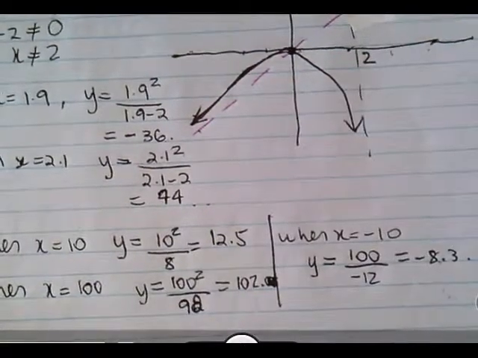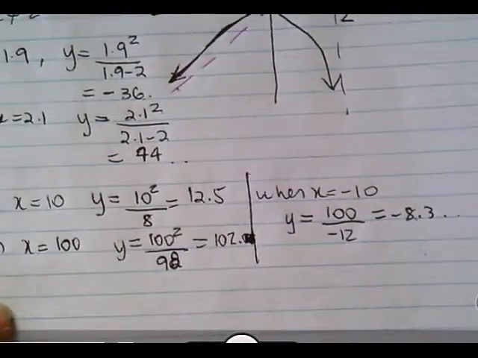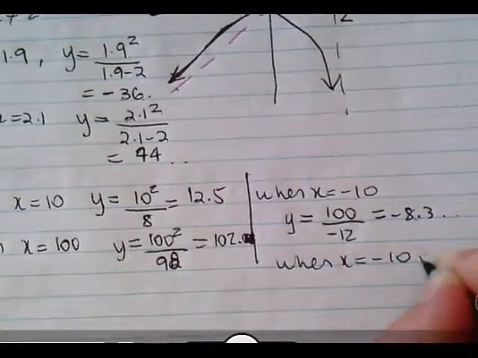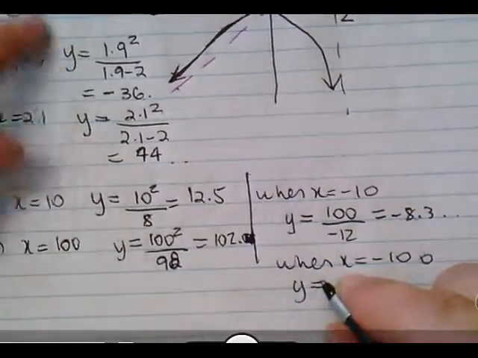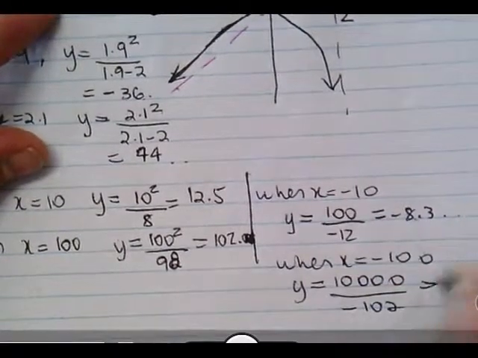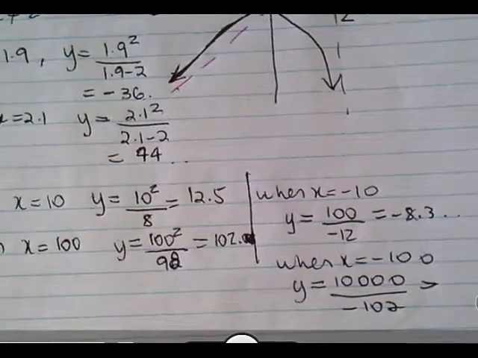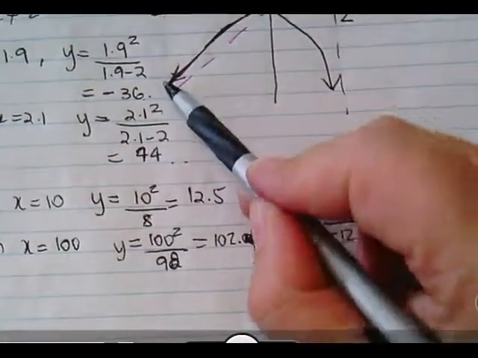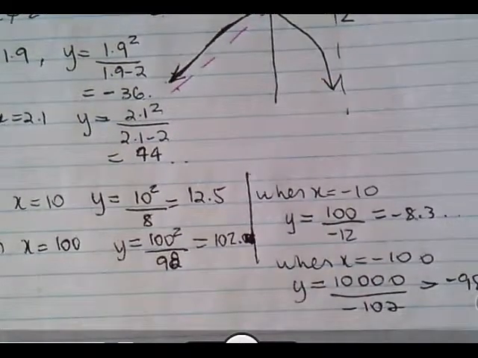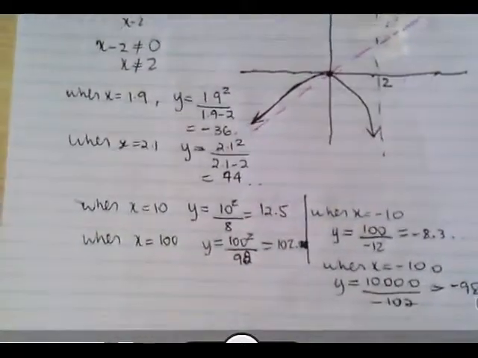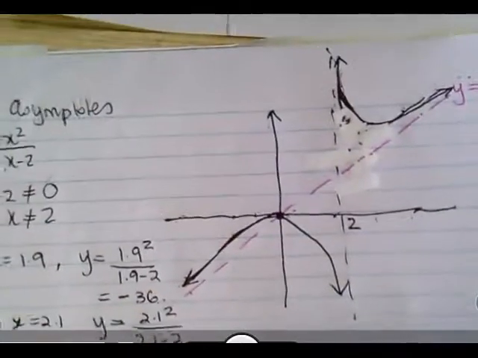You can try. Go and try -100. You'll go -98 or -99. So when x is -100, y is, what's -100 squared? It's 10,000 over -102. Anyone? Negative 98. So negative 100, negative 98 don't go down as far. And that's your curve. Isn't it lovely? So there you go. That's the graph.